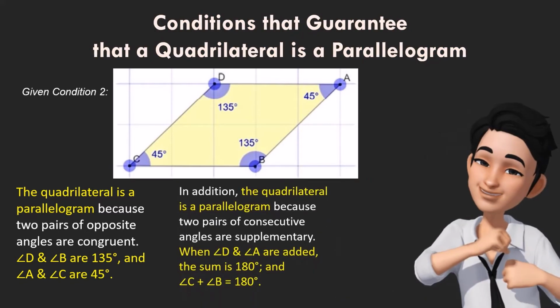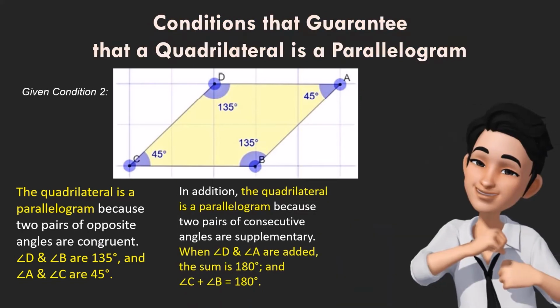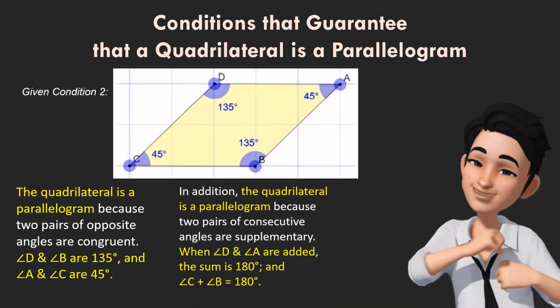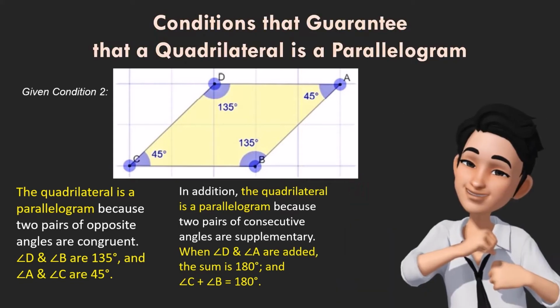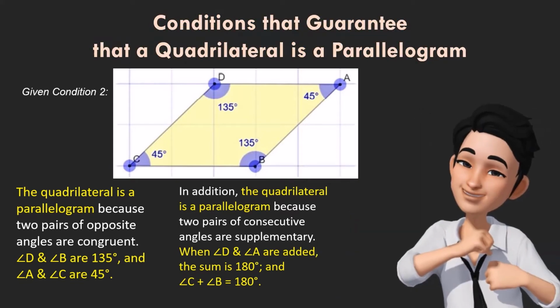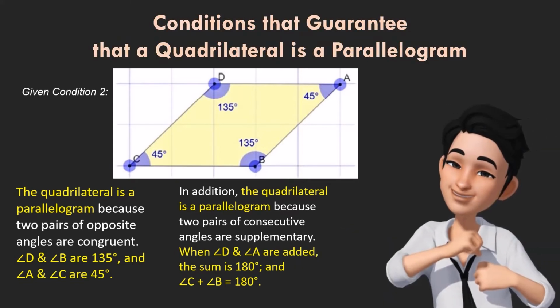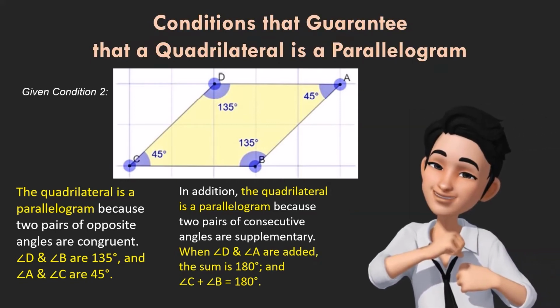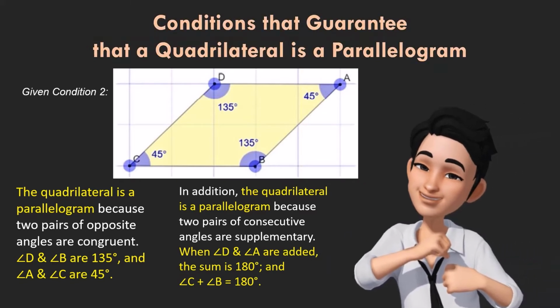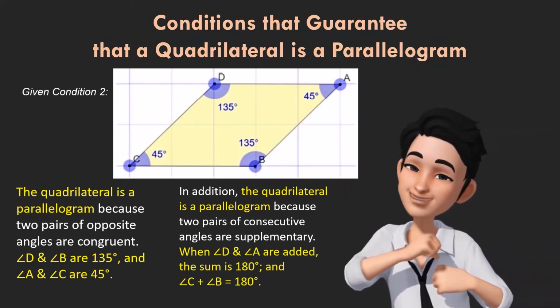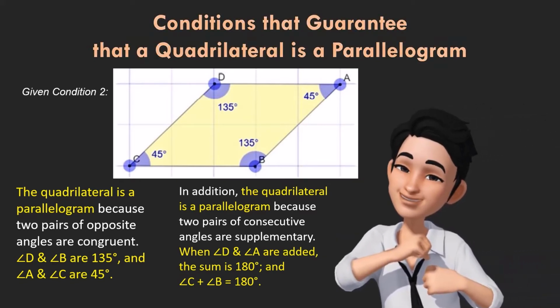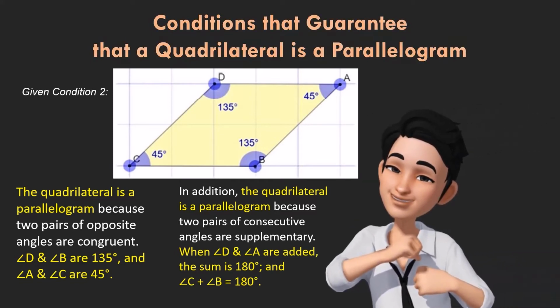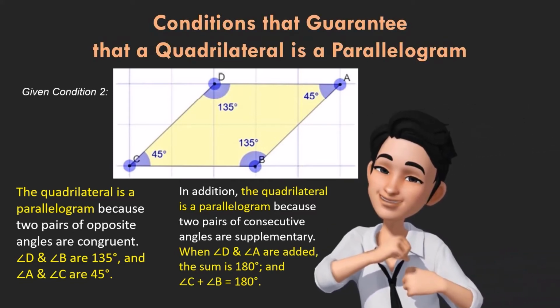Or you can say that the given quadrilateral is a parallelogram because two pairs of consecutive angles are supplementary. You learned that word a moment ago, supplementary. When angle D and angle A are added, the sum is 180 degrees, and angle C plus angle B equals 180 degrees.